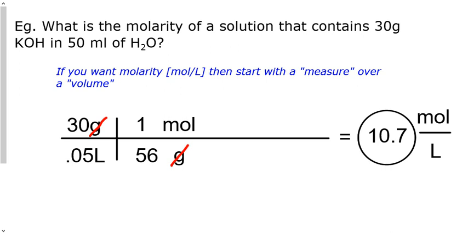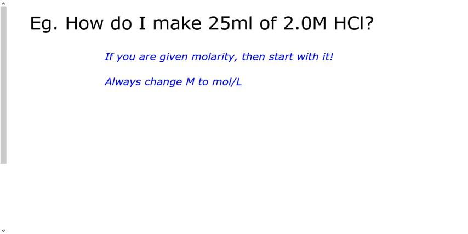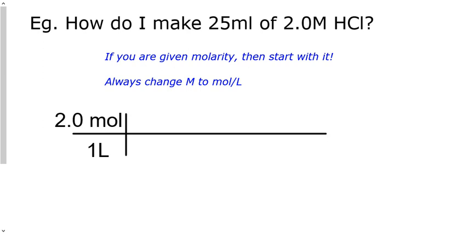Let's try another one. In this question, we want to know how to make 25 mils of 2 molar HCl. Again, I have 2 given pieces of information. One of them, however, is molar, and when we're given molarity, we start with it, but we have to change this to moles per liter. So 2 molar really means 2 moles in every 1 liter. That's what 2 molar means.